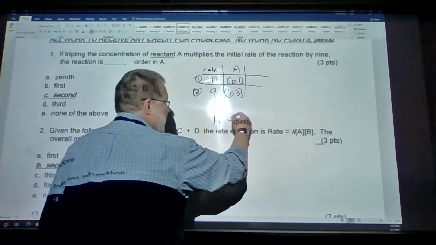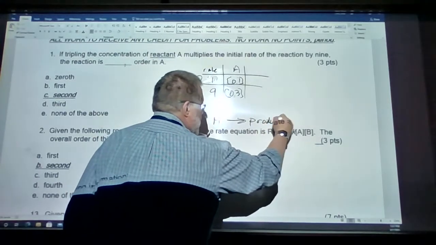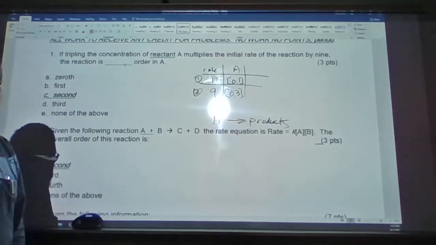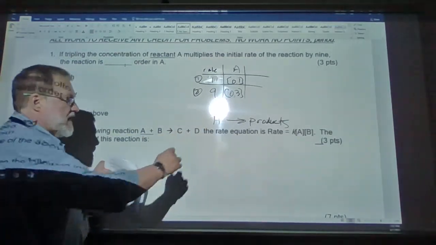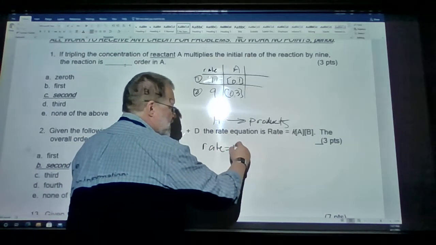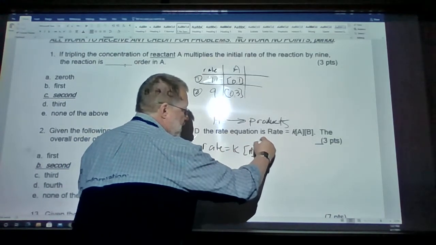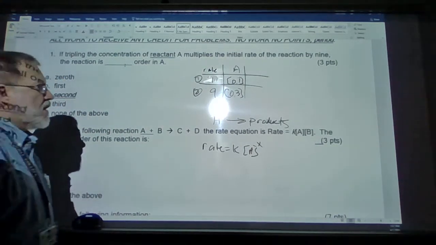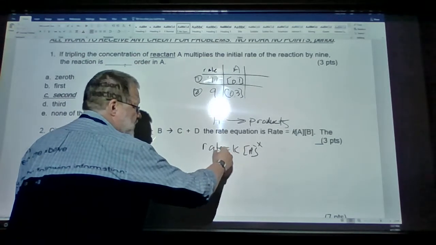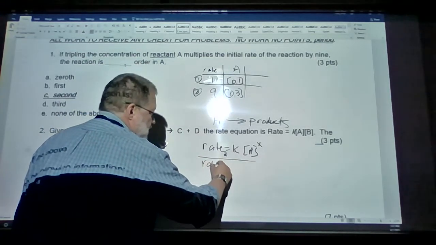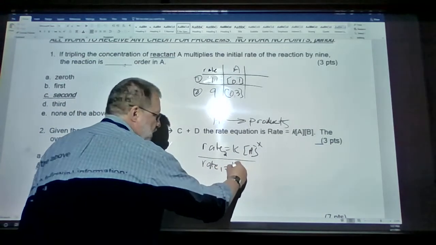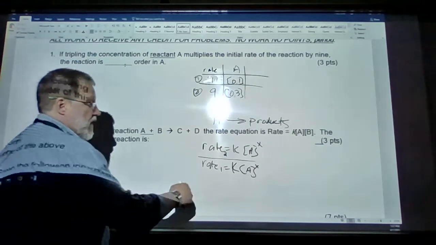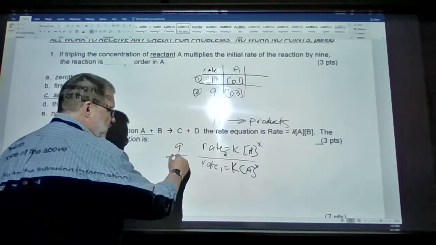Well, this means that A goes to products. How do we write the rate expression for this reaction? Rate is equal to some rate constant K times the concentration of A raised to some exponent X. Well, if we're comparing the rate of the second reaction versus the rate of the first reaction, rate constant K times the concentration of A to the X, the rate of the second reaction is 9. The rate in the first reaction is 1.